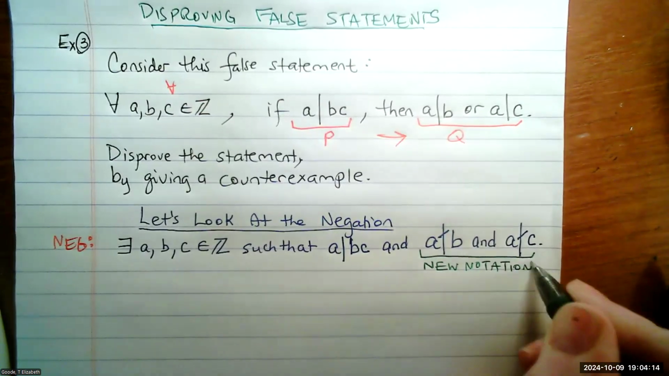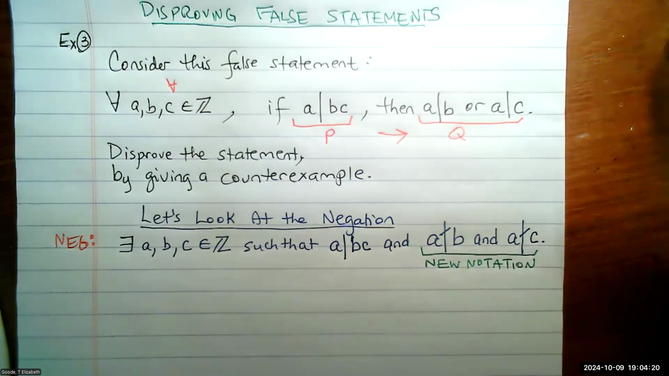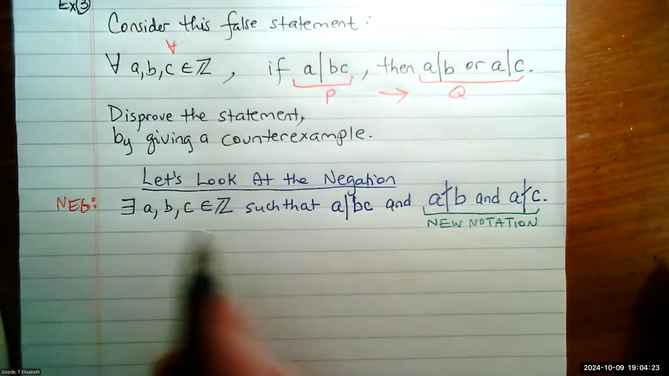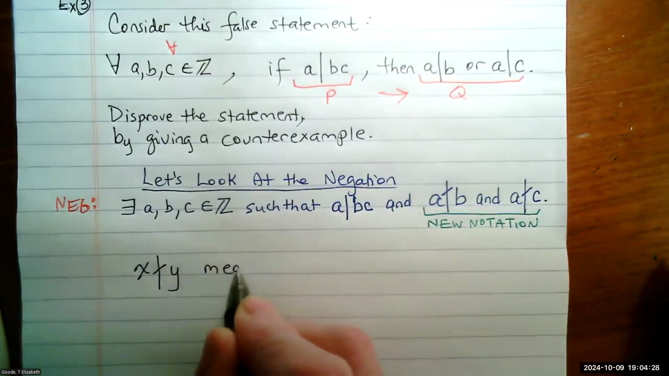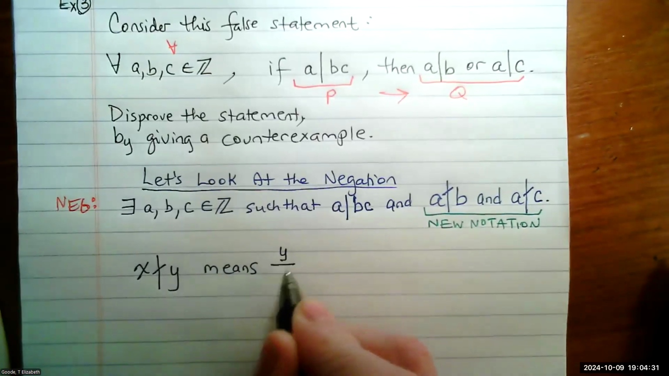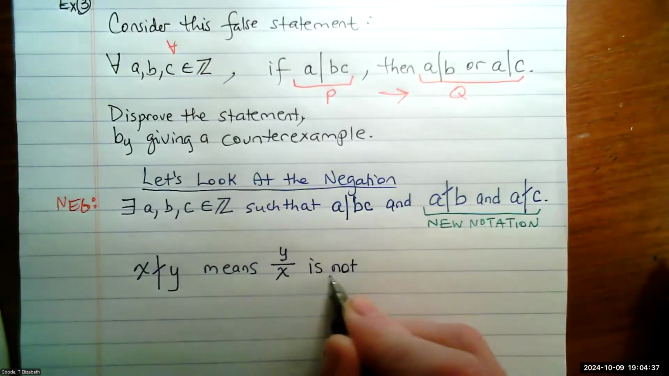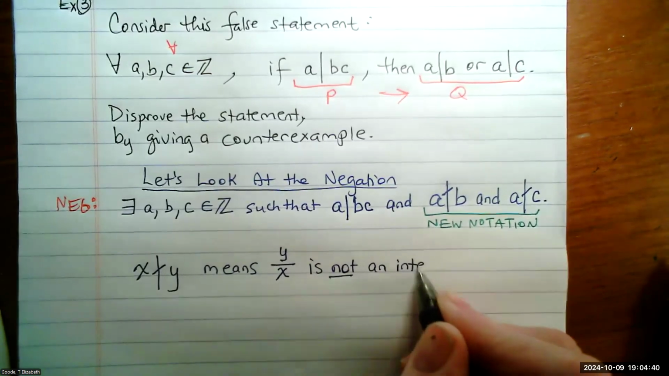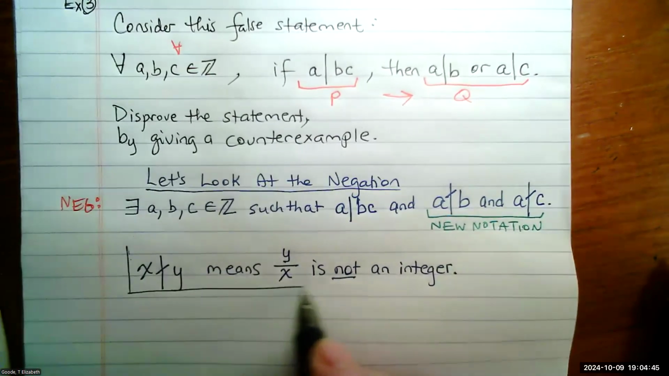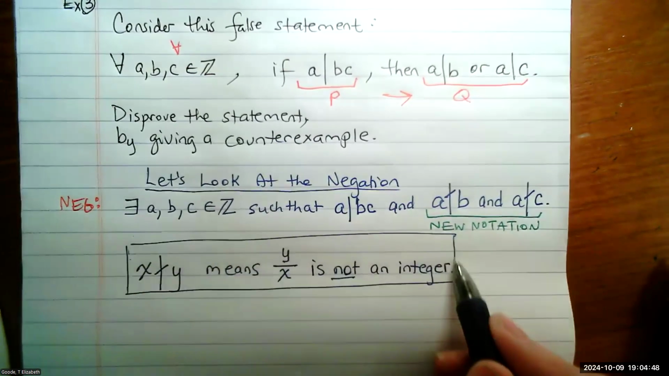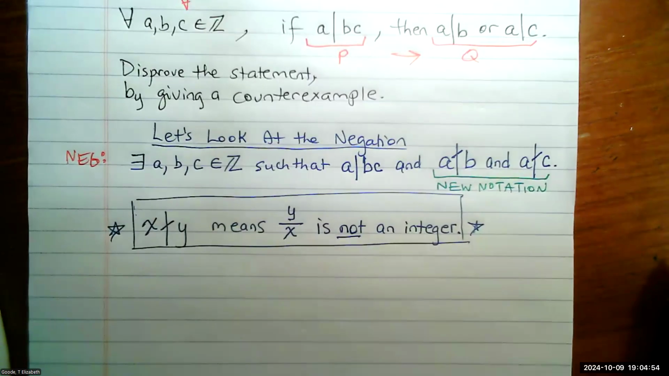It would be a good idea for us to take a minute and think about what that actually means, okay? What does it mean to say X does not divide Y? X does not divide Y means that Y divided by X, that's a number, is not an integer. That's what X does not divide Y means. Okay, so it's good for us to know what we're dealing with here.